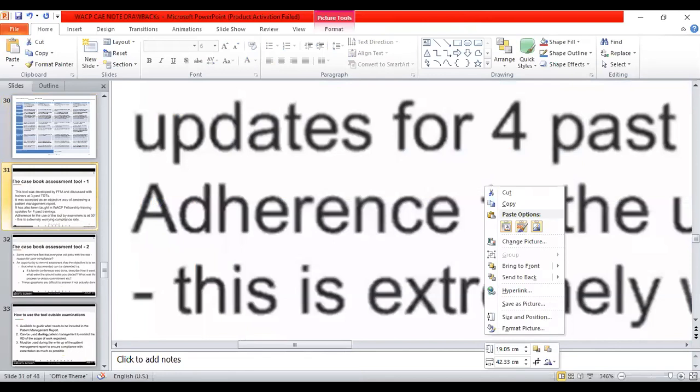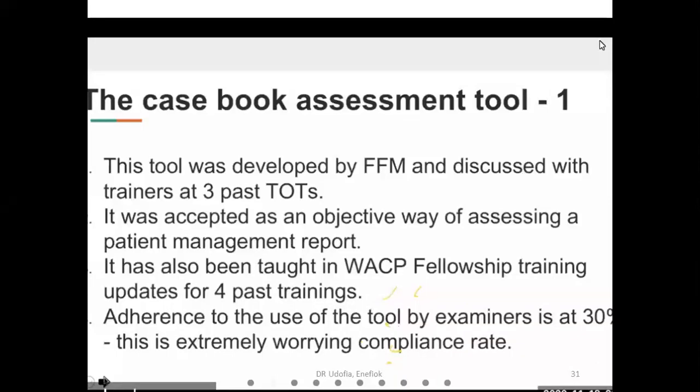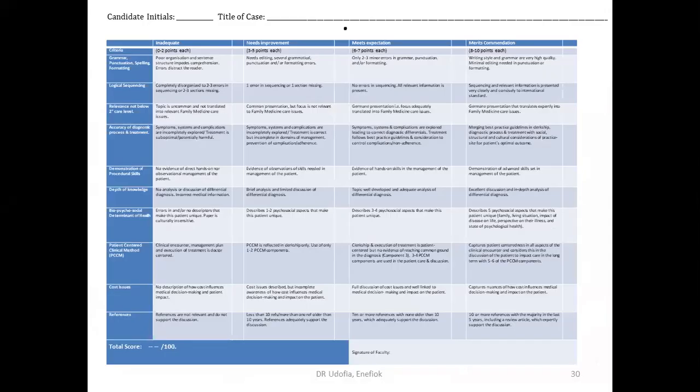I will post this, and I will also send it, I had sent it before, and this assessment tool is very, very important. Everybody must know it. When you are writing your case, please mark yourself before you send it to your supervisor. You can give it to your colleague to also look at it to be sure that these are covered.